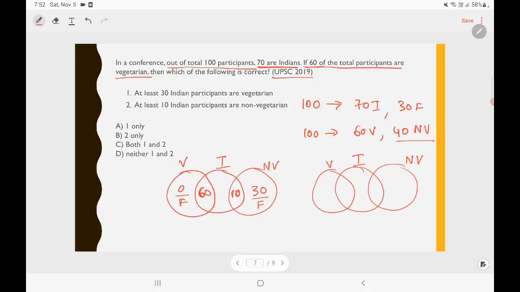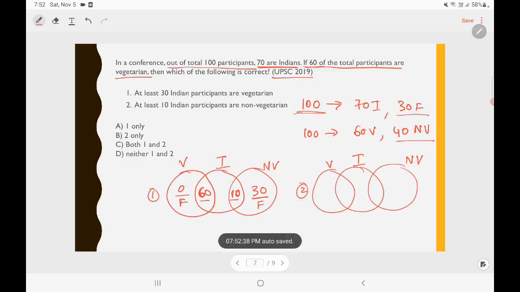In order to check whether you have drawn the diagram correctly, just add the numbers inside the diagram. That is 60 plus 10, 70. 70 plus 30 is 100. So total 100, it's correct. Now we'll assume the second condition, in which we assume that the maximum of the foreigners are vegetarians. In the first extreme condition, we assumed that the maximum of the Indians are vegetarians. Now here we will assume that the maximum of the foreigners are vegetarians.